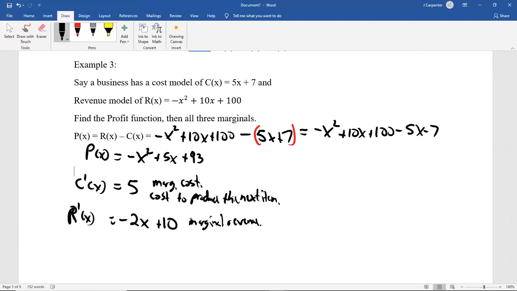So if we have this as our revenue, how much revenue will the first item bring in? Well, you'd plug in a zero to find out the marginal at one. So 2 times 0 is 0 plus 10. You'd bring in 10 for the next one. How much does the second item bring in? You'd plug in 1. Negative 2 times 1 is negative 2 plus 10 is 8. So the second item would bring in 8. The third item would bring in 6. It's decreasing each time. And again, it's not necessarily typical to decrease that fast for a standard thing in the real world. We're just getting an idea.